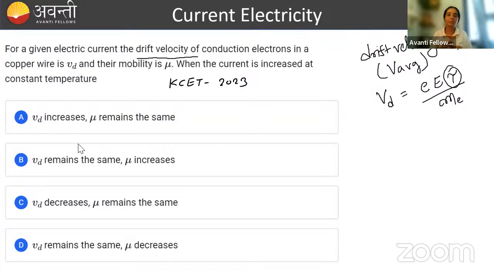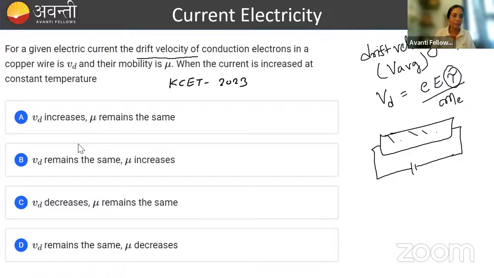What does it mean? If there is a conductor, and here you are connecting a battery, there will be a certain potential difference across the conductor. Because of that potential difference, there will be an electric field. Say this is the positive side, this is the negative side. We know that potential decreases in the direction of electric field. So electric field must be in this direction because potential is decreasing in this direction. So this is the E value.